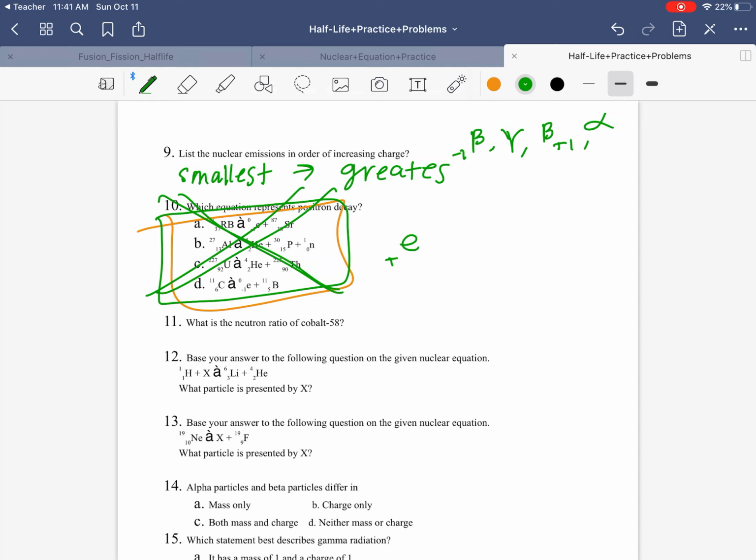So what is the neutron ratio of cobalt-58? So let's look up cobalt in our periodic table.